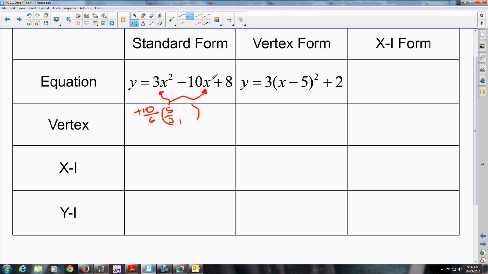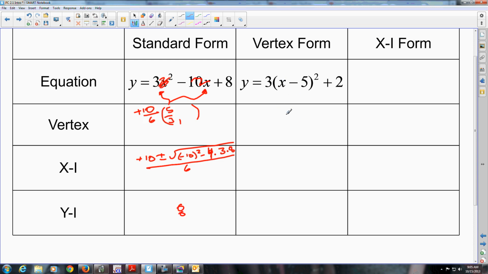X-intercept, you do the quadratic formula on this, so it would be the opposite of b, so positive 10, plus or minus the square root of b squared, remember you're putting that in parentheses, otherwise it doesn't work, minus 4 times 3 times 8, all over twice a, so 6. Remember that you need to simplify and reduce any radicals. I don't want to take up your time, you know how to do this, I'll just leave it there. Y-intercept, x is 0, so your y-intercept is 8.